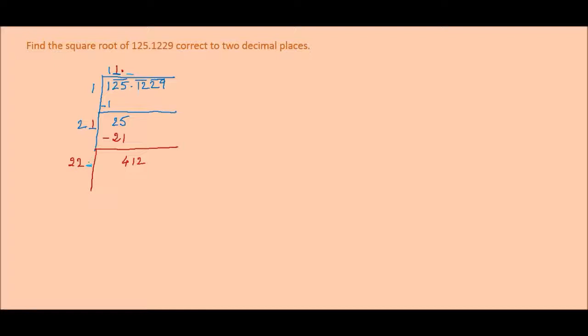If we take 2, let us first of all draw this rough work column. So if we take 2, 222 multiplied with 2 is 444, which is greater than 412. So we have to take 1. We put 1 over here. That is 221 multiplied with 1. So the product that we get is 221. And we have to subtract.